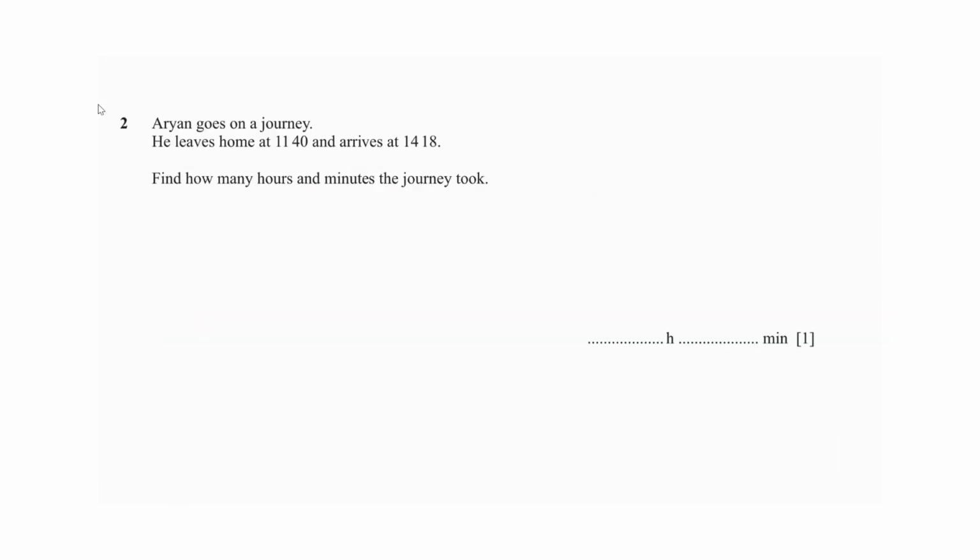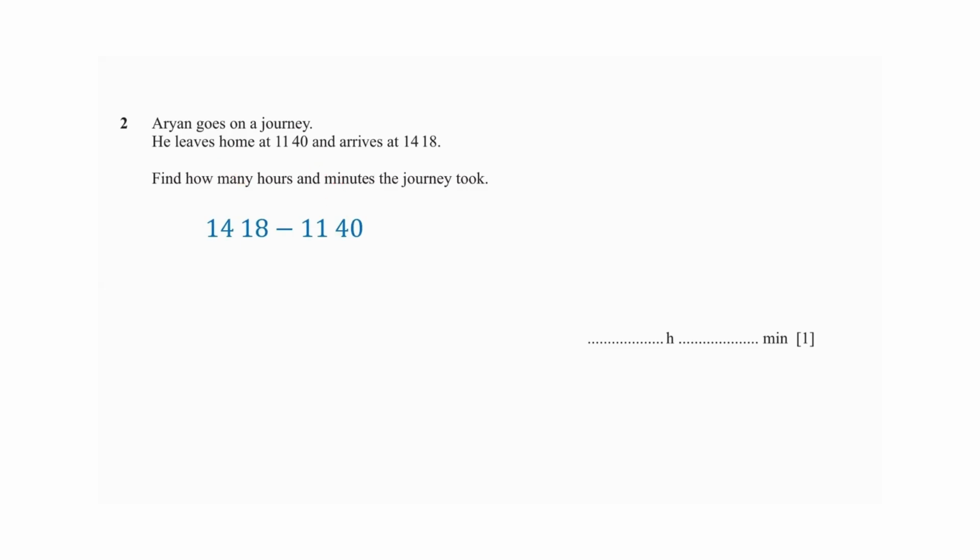Aryan goes on a journey. He leaves home at 11:40 and arrives at 14:18. Find how many hours and minutes the journey took. Let's work it out together. First, let's try to subtract 11:40 from 14:18. We observe that the minutes part is not balanced because we can't subtract 40 from 18.